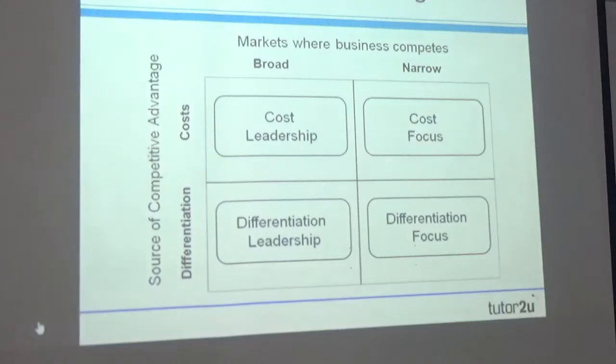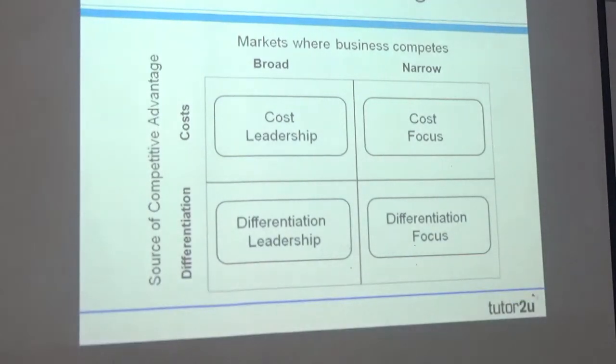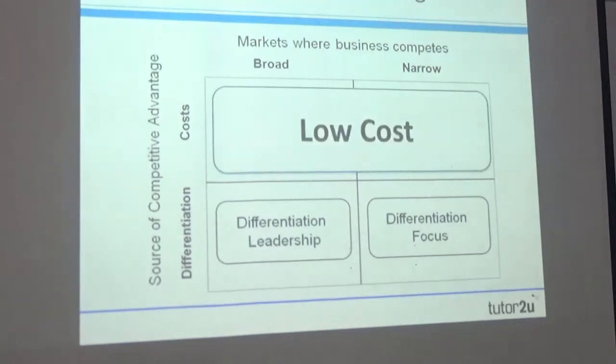And I've summarised this and simplified it, of course, just to help make it easier to understand and apply. But essentially, he said there were two different types of advantage. One is differentiation, the second is low cost. So let's spend the rest of this short video just examining what we mean by low cost and differentiation.